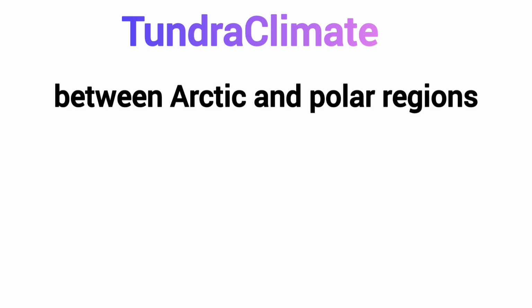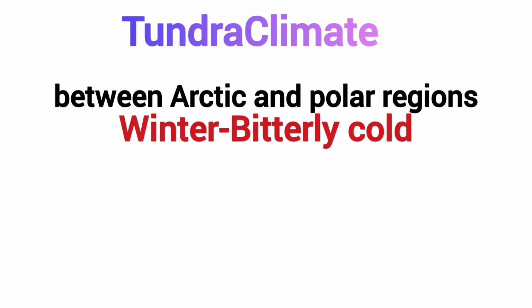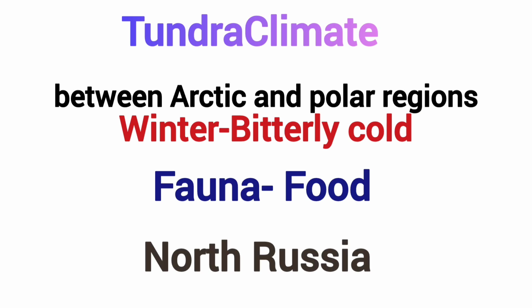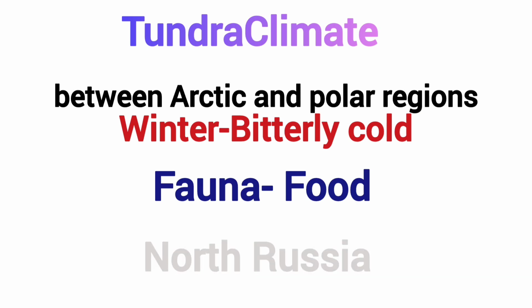Tundra climate. The tundra region stretches between the Arctic and polar region. Winters are long and bitterly cold. Adverse climatic conditions do not support the growth of trees. People in this zone depend on fauna for their food. An example of a country with tundra climate is North Russia.